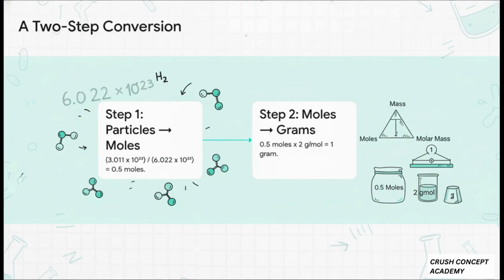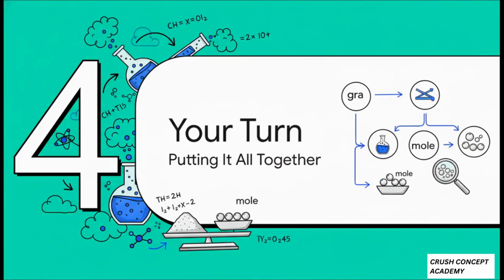Perfect. Now that we have moles, finding the mass is easy. We go back to our triangle. Mass equals moles times molar mass. So 0.5 moles times 2 grams per mole equals 1 gram. See? You just combined 2 different steps perfectly. And there you have it. You've just nailed the fundamental calculations of stoichiometry.